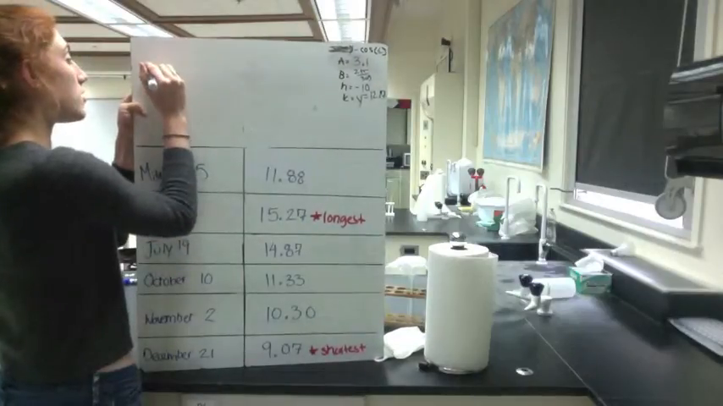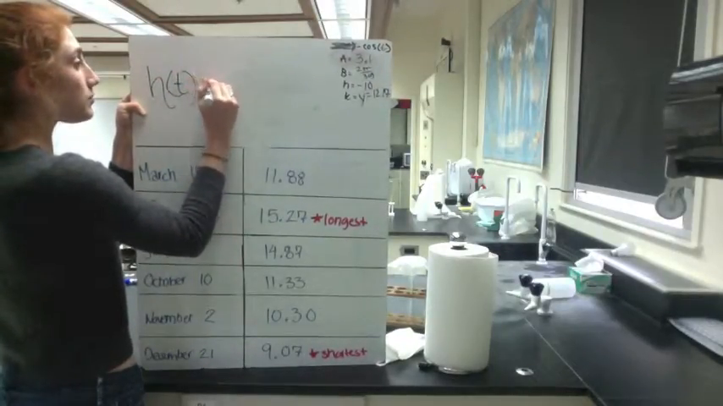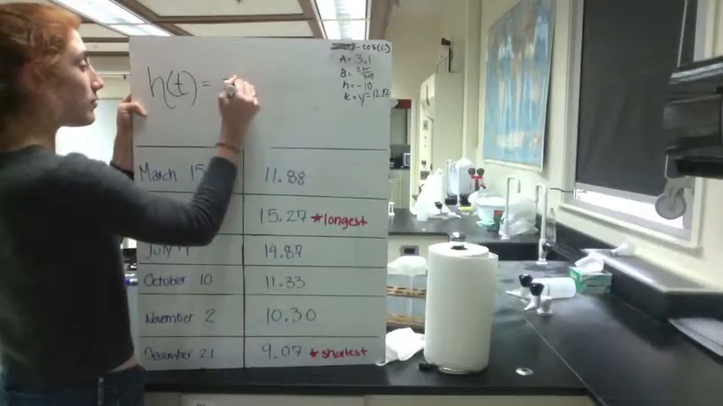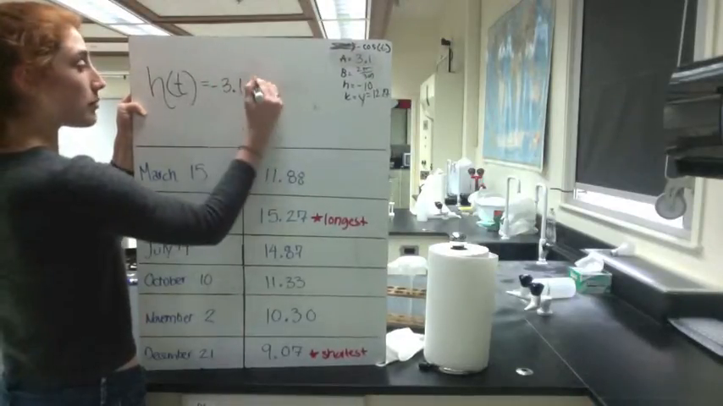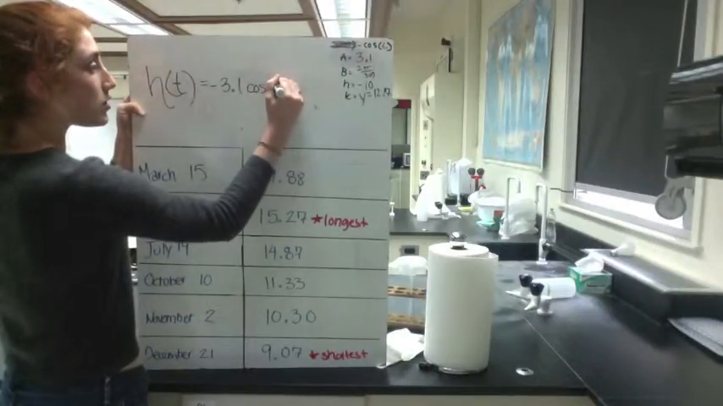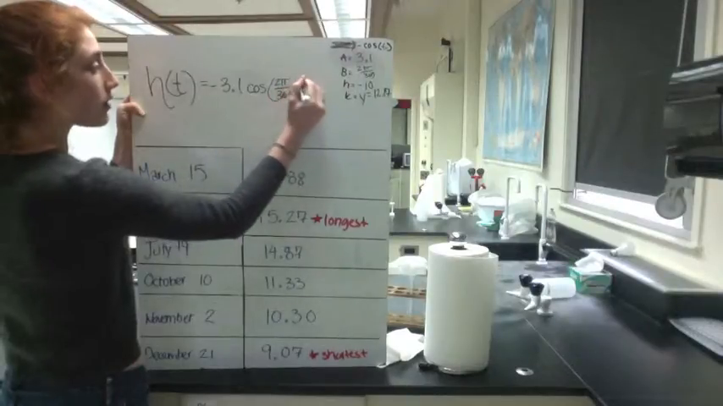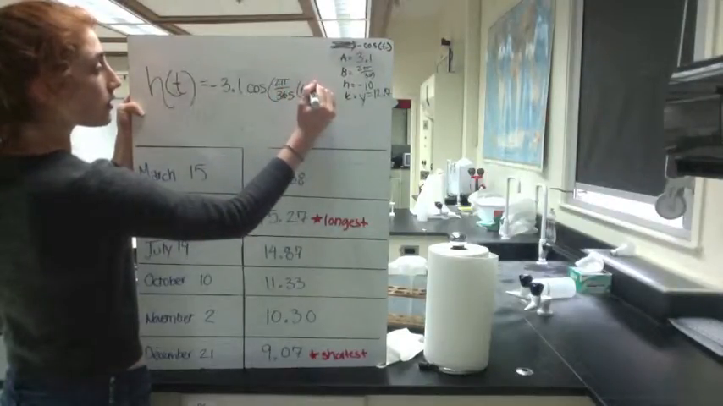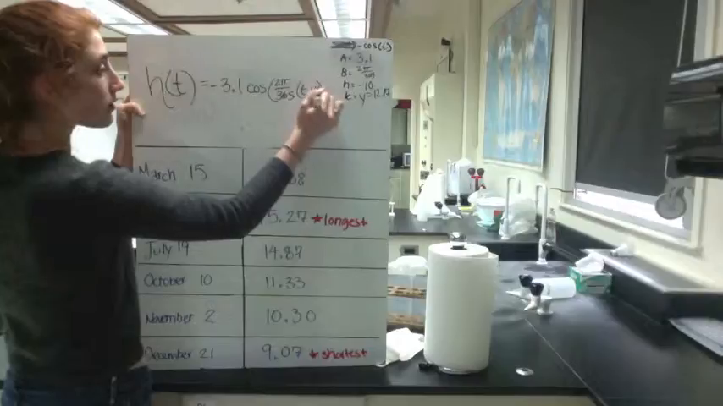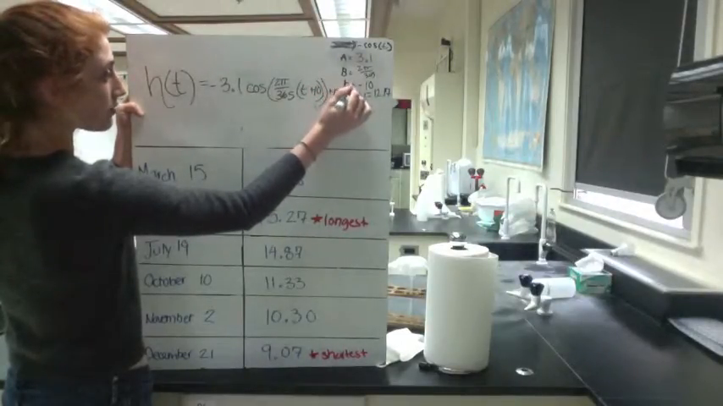So our equation is h of t equals negative 3.1 cosine of 2 pi over 365 of t plus 10, plus 12.17.